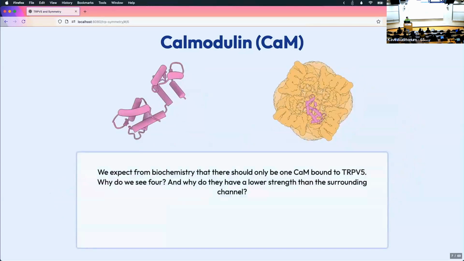So we expect from biochemistry that there should only be one calmodulin bound to TRPV5. Why do we see four? And why do they have a lower strength than the surrounding channel? And based on your questions, it sounds like you might already have a handle on this.